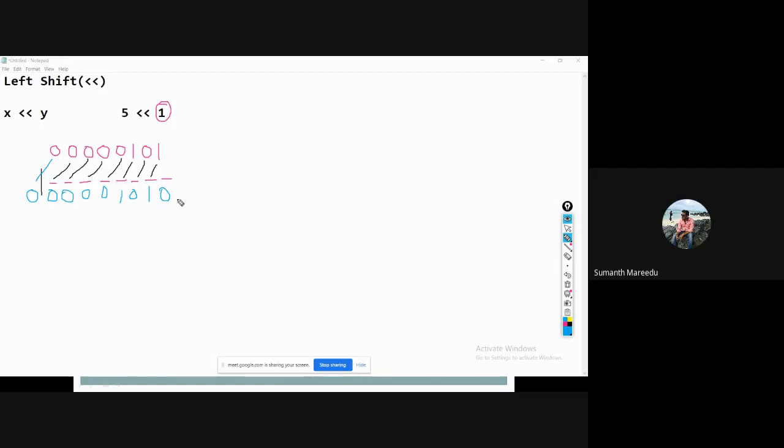Okay. If you shift by one position, every bit will move towards left by one position. If every bit moves, there is a vacancy in the first position. So that vacant position is filled with zeros. You can shift the bits by any number of positions, depending on the value of y. If the value of y is 1, I'll shift by one position. If the value of y is 3, I'll shift by 3 positions. If the value of y is 0, I'll not shift any position.